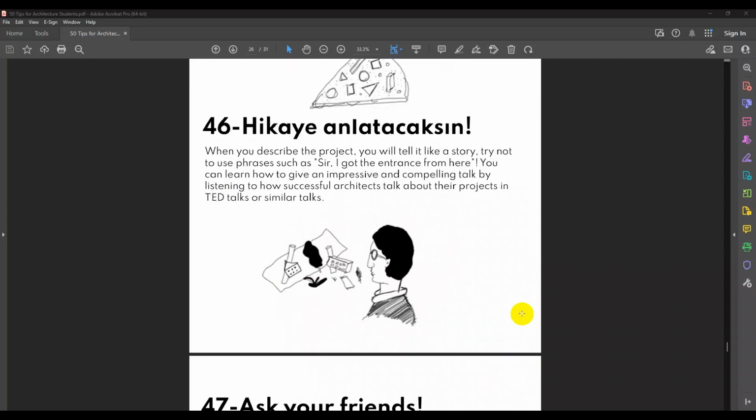46, Haikai and Lata Kasin. When you describe the project, you will tell a story. Try not to use phrases such as, "Sir, I got the inspiration from here." You can learn how to build an impressive and compelling talk by listening to how successful architects talk about their projects in TED Talks or similar talks.